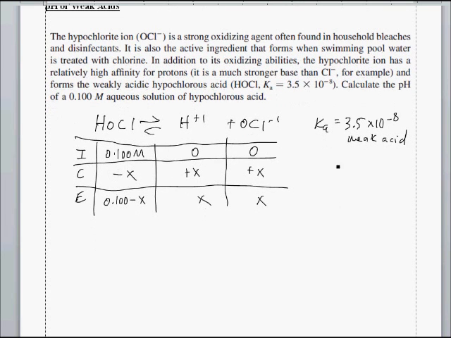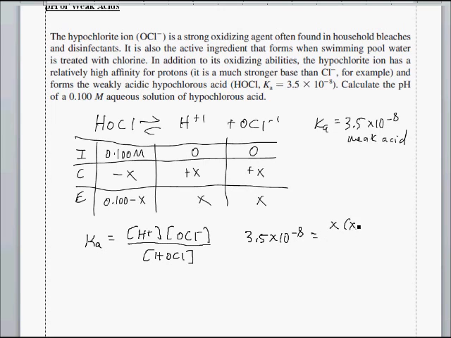So now we just set up the equilibrium expression. Ka is hydrogen concentration, hypochlorite concentration over undissociated acid concentration. And now we basically have all the components of our expression. 3.5 times 10 to the minus 8 equals x times x over 0.1 minus x.